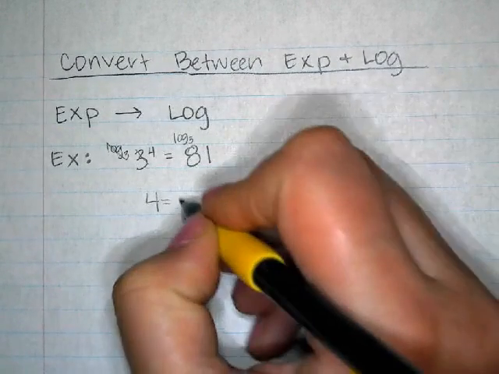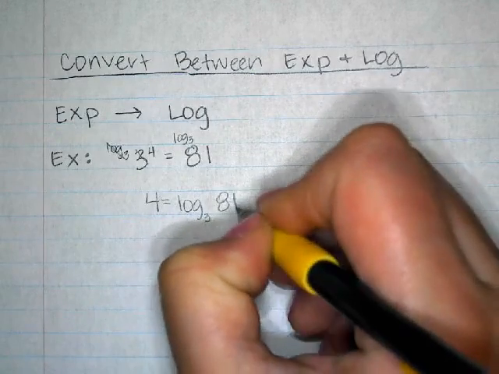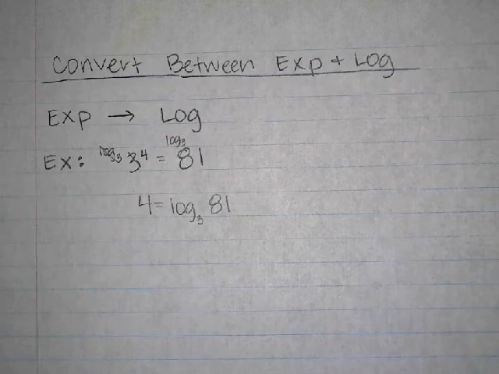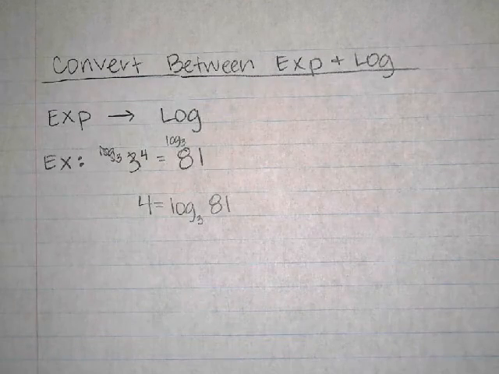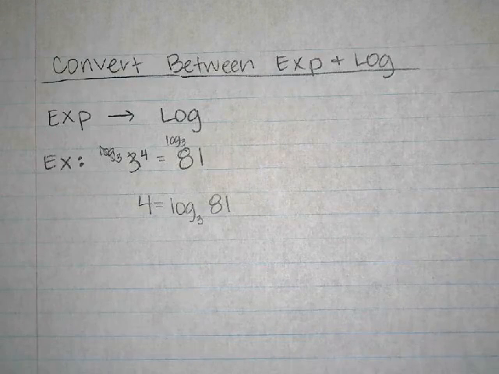So I just took that fact, 3 to the 4th equals 81, and I wrote the exact same fact, but I wrote it in log form. 4 equals log base 3 of 81. Those are the same facts, it's just written in 2 different forms. Okay? Let's try another one.